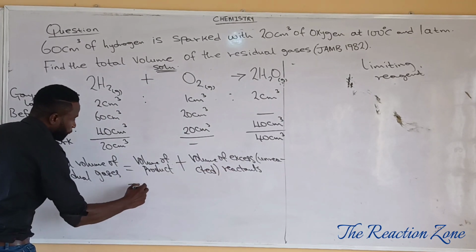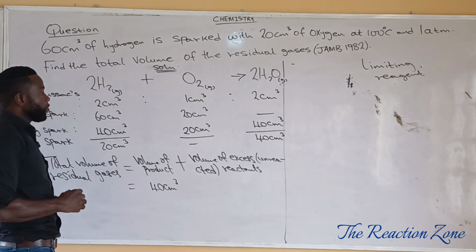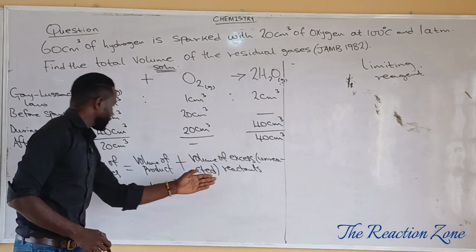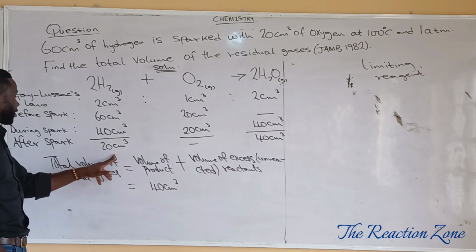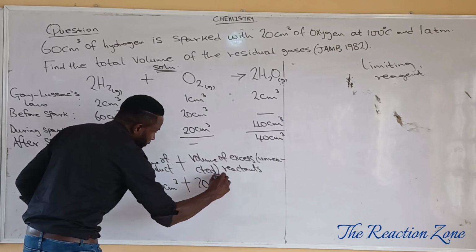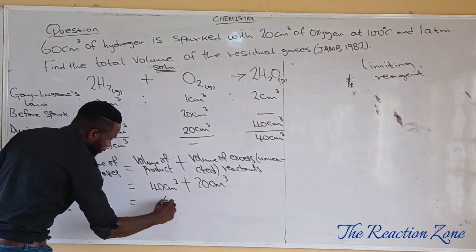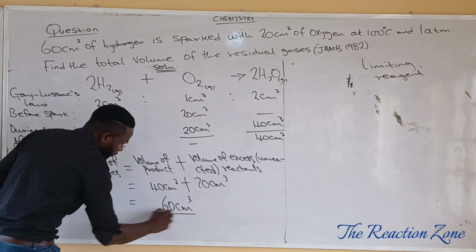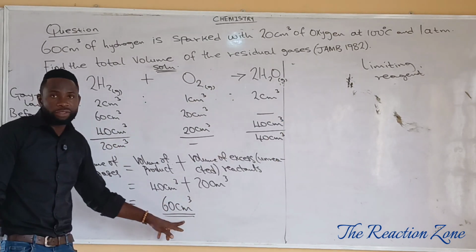The volume of product formed in this case is 40 cm³. The volume of excess reactant is the 20 cm³ of hydrogen that is left after the spark. That is plus 20 cm³. And this will give a total of 60 cm³. So the total volume of residual gases is 60 cm³.